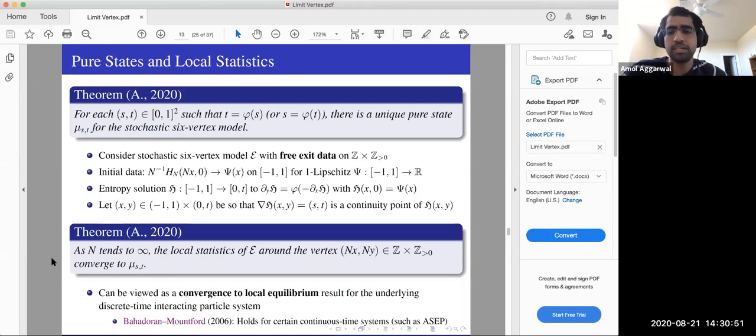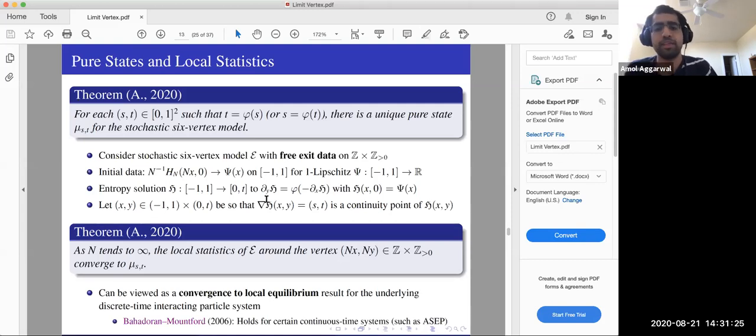We're again going to consider the stochastic six-vertex model with free exit data. I pick some initial data, again normalized to be psi, and then I let this thing go without restricting the exit data. And then I again take the entropy solution to this PDE I described before with the correct initial data. I pick some vertex, so you should view (x, y) as a macroscopic point in the domain.